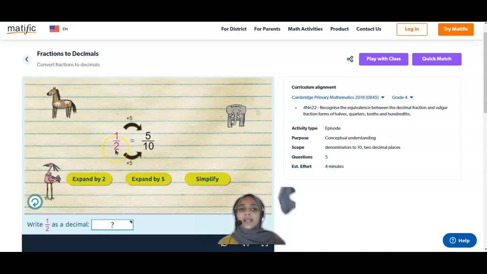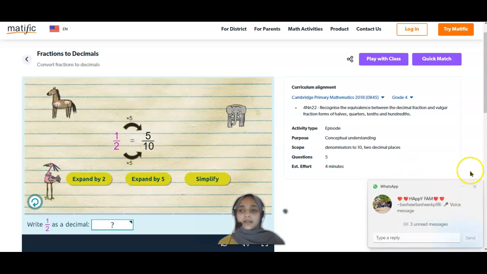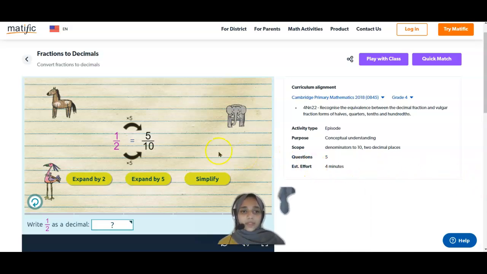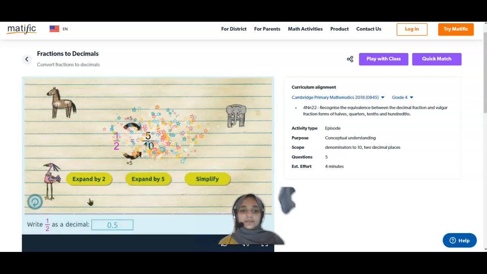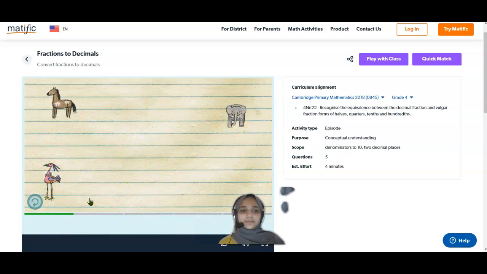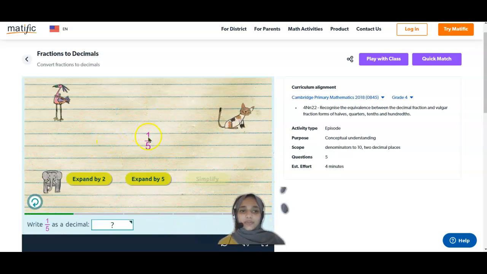When we multiply the denominator, we should also multiply the numerator. Okay. So, yeah, when we multiply this 1 by 2 with 5, the answer will be 5 by 10. And now this will be very easy for you, right? 5 by 10 is what? Yes, 0.5, is it?